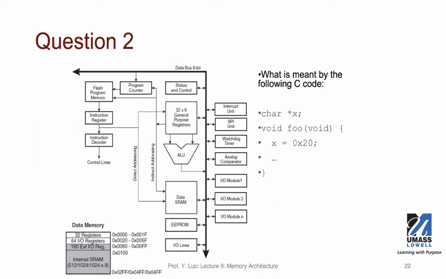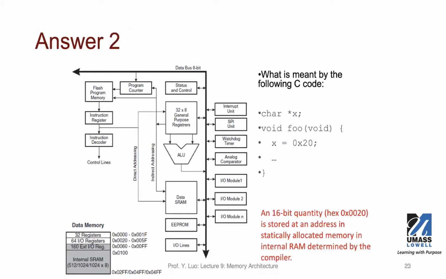Does it make sense? Do you follow? Yes, that makes sense. So this is different from the previous question or example. Here, X itself is a 16-bit quantity because it represents an address. And in our case, for this processor, the address is a 16-bit value. So X itself is a 16-bit quantity.